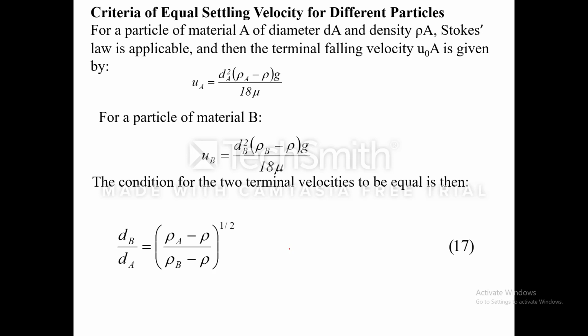Criteria for equal settling velocity for different particles. For particles of material A of diameter dA and density rho A, Stokes law is applicable, and then the terminal falling velocity U naught A is given by the same equation of free settling. For a particle of material B, U naught B will be the same equation. So the condition for the two terminal velocities to be equal is dB over dA must equal (rho A minus rho over rho B minus rho) to the power half.